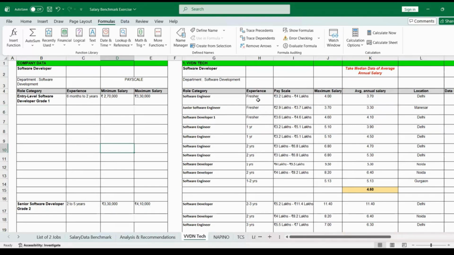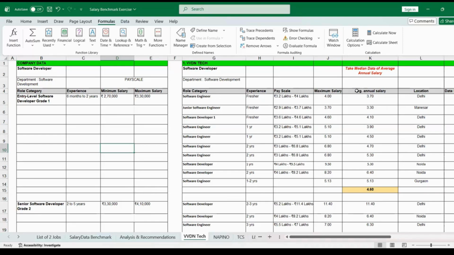So we have picked all software engineer guys who are freshers, 1 to 2 years of experience, and their salary. When you are doing the benchmarking from open source, you will not get the job description. What you get is the job role title, the experience range, the pay scale, and the max and the average salary. So this is what you can capture from the open source. Open source could be salary.com, Glassdoor, and many others. So this is how the data has been collected.